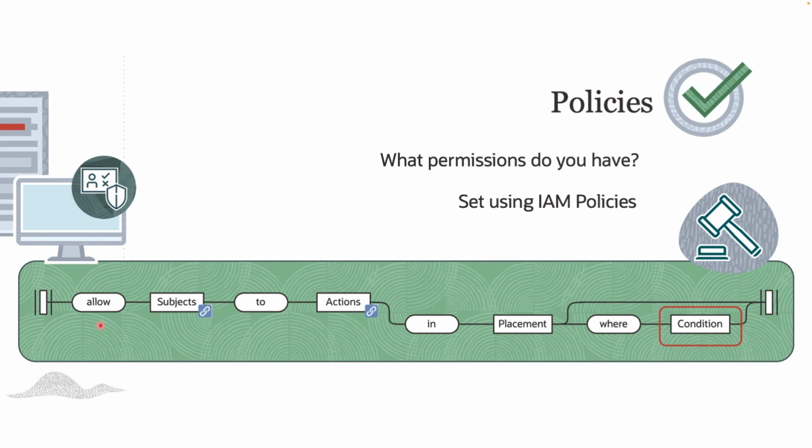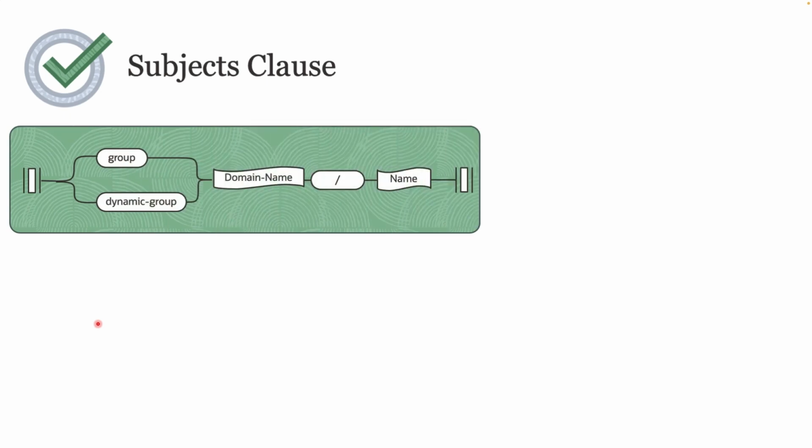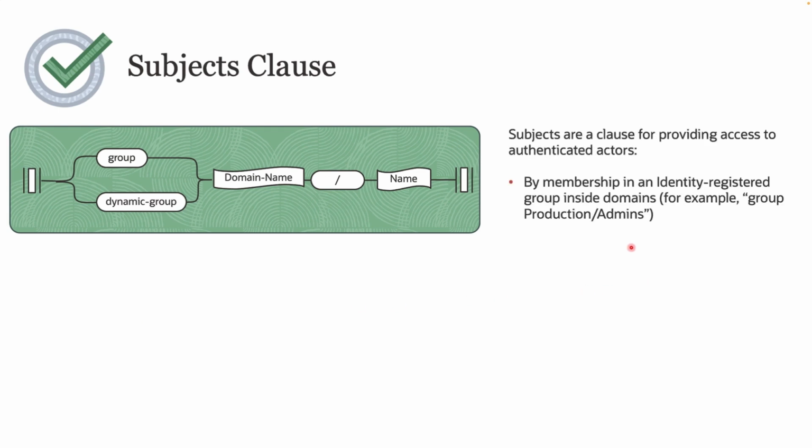Now let's decode the policy syntax shown on the screen. First we will start with the subject clause. The subject clause is providing access to your principal actor. You can define the subject in various ways, and we can start with the membership of registered groups inside a domain. Like we know, a group is a collection of users where we group users as per their roles or as per the company needs. So while we write a policy for group membership, we first write group as a keyword, then give the domain name to which that group belongs, and then we write the group name.